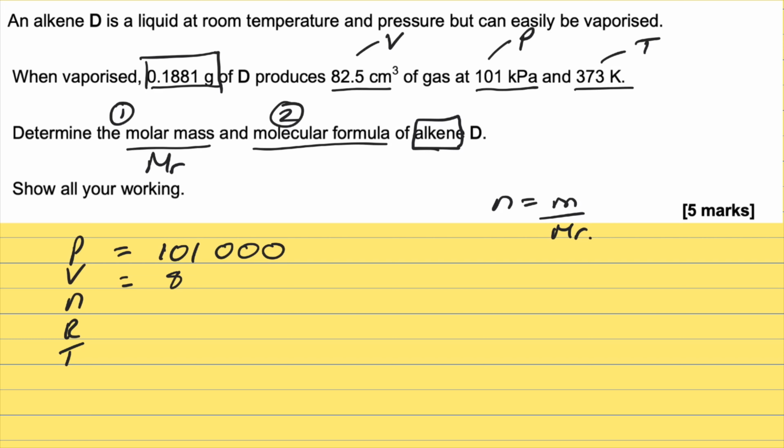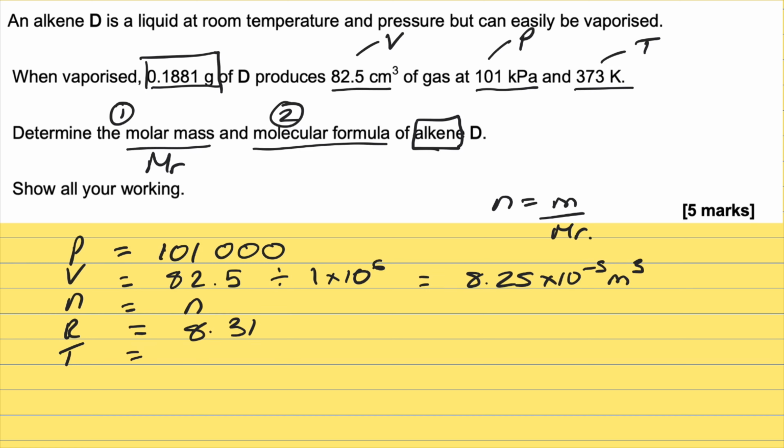Volume is 82.5 centimeters cubed. Remember, to convert from centimeters cubed into meters cubed, I divide it by 1,000,000. So divide it by 1 times 10 to the 6, which gives me 8.25 times 10 to the minus 5 meters cubed. N is what I'm going to be calculating, so that's just N. R is 8.31, and T, be careful, they've already given it to you in Kelvin, so we don't need to convert it again. So that's 373 Kelvin.